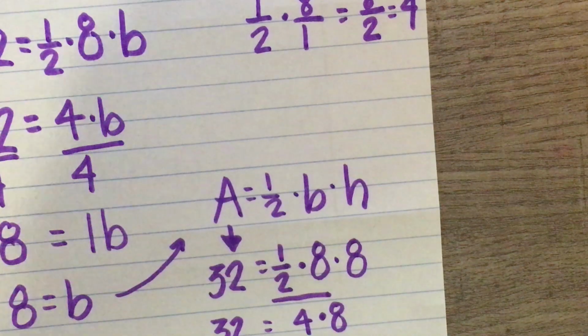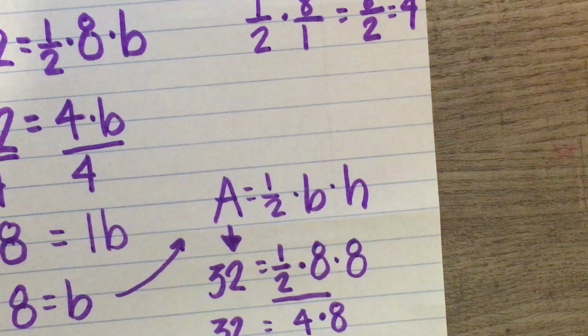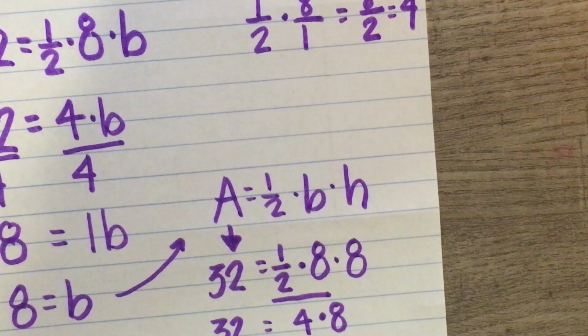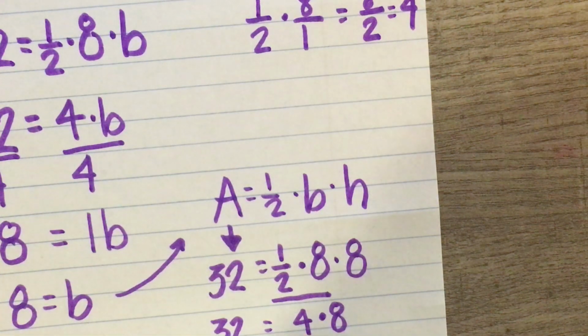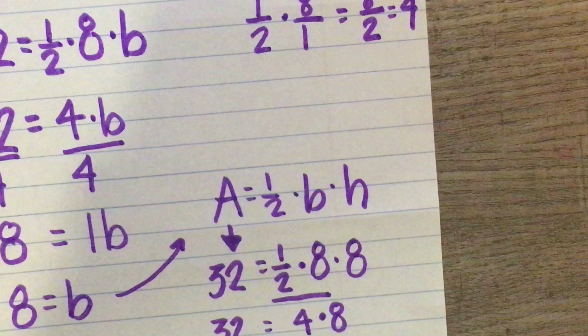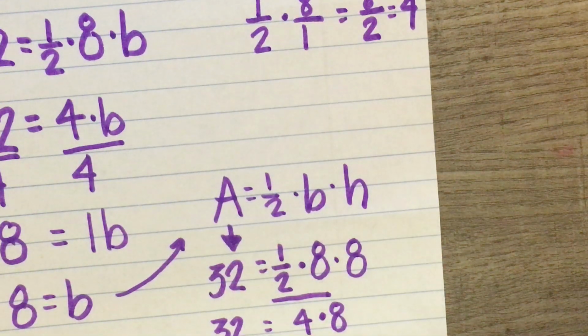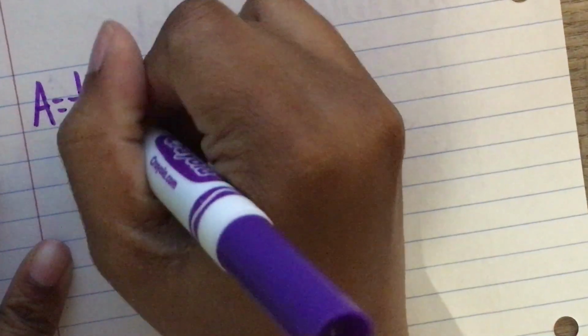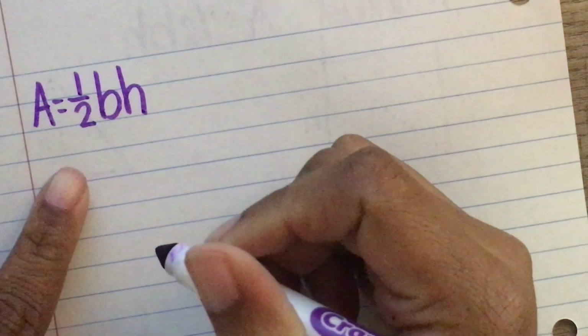All right, so number 2 on here says a scale model of a street sign in the shape of a triangle. The base is 5.5 centimeters and the height is 7 2/10 centimeters. What is the area of the street sign? Okay, so all we're doing is plugging in values. All right, so going back, we know area is equal to 1/2 base times height.